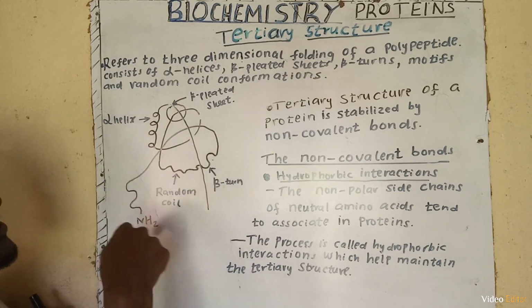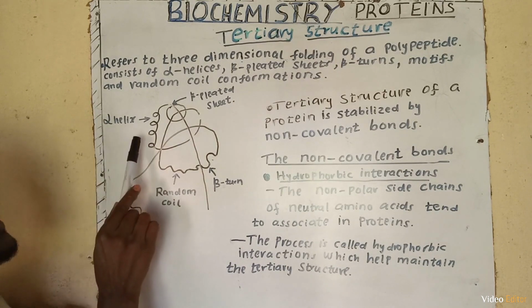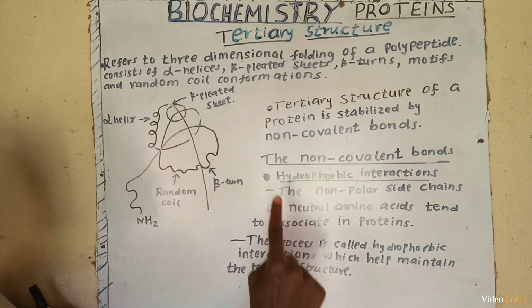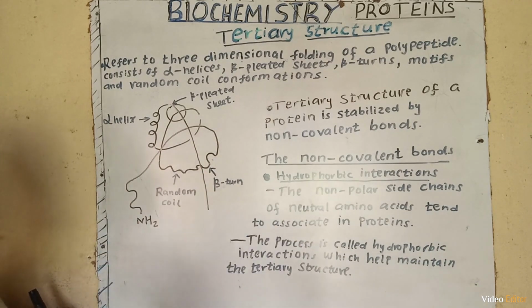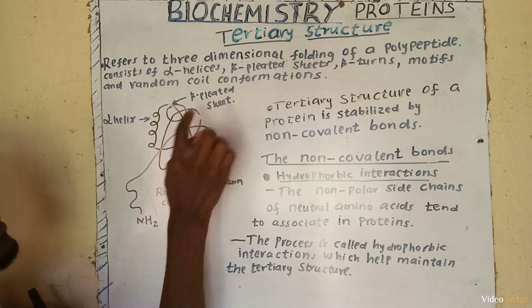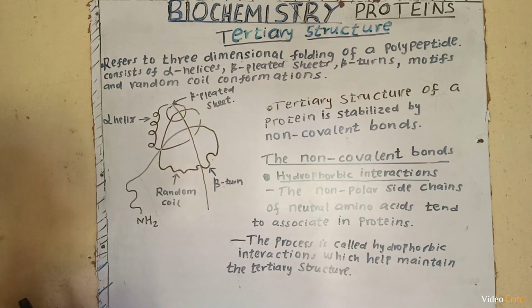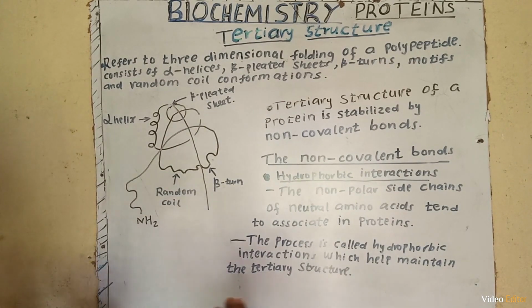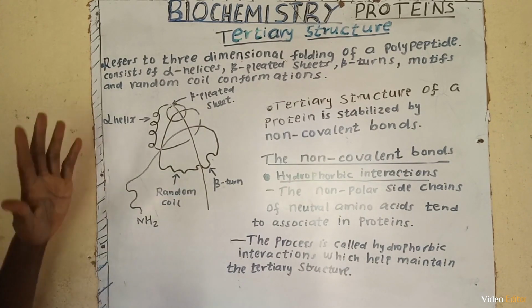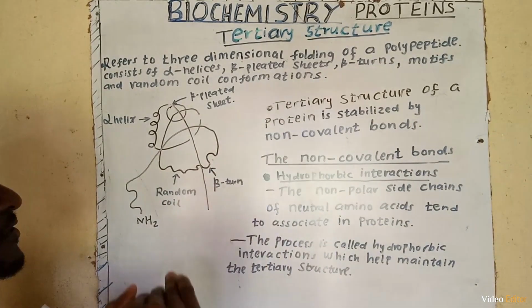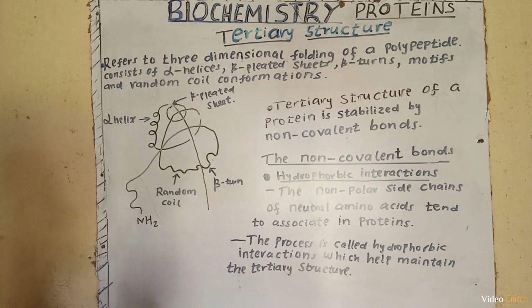So I have drawn the structure. We have alpha helices. In alpha helices, we said that this structure normally coils along a given axis. So you can identify an alpha helices. Then we have a beta pleated sheet. The main feature of beta pleated sheet, we say that it is highly organized into sheet-like structures with the side chains, that is the R groups appearing either above or below the plane of the sheet.